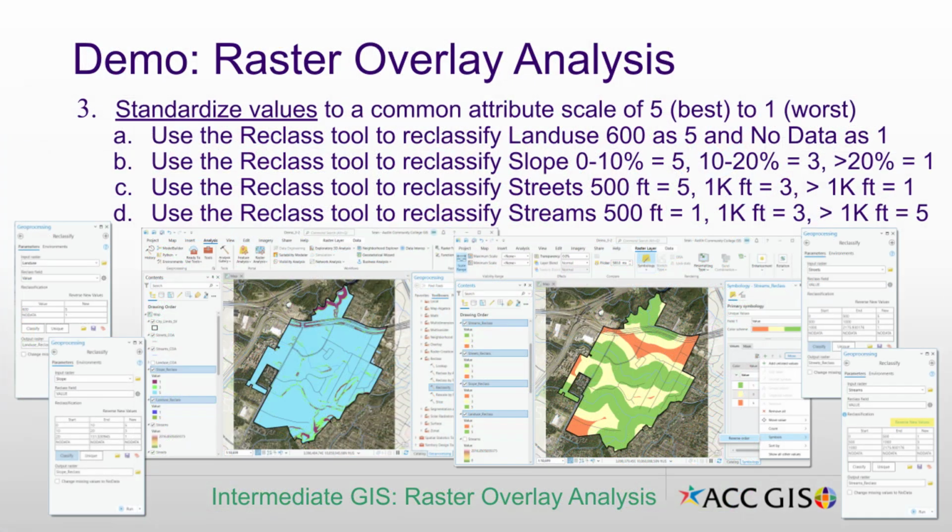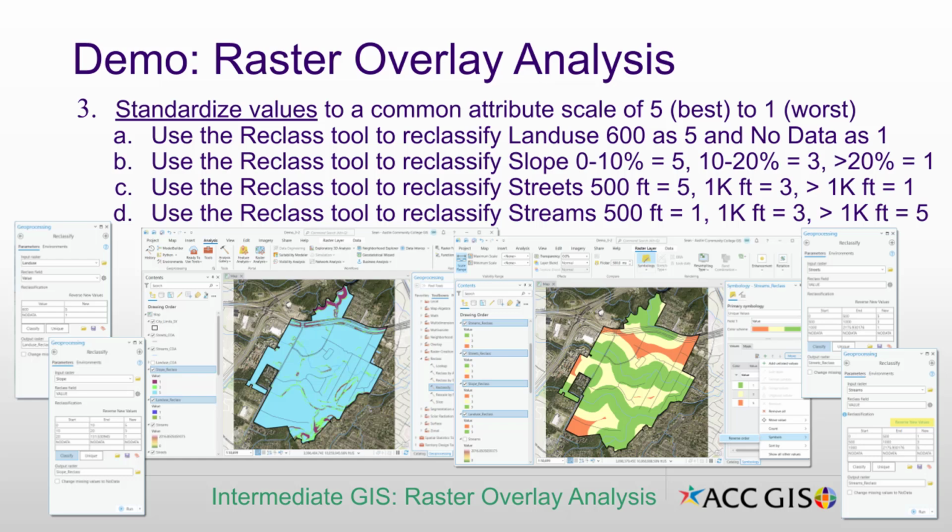Now that we've standardized our geometry, in step 3, we'll standardize our values to a common attribute scale of 5 best or most suitable to 1 worst or least suitable. And we'll use the reclass tool to reclassify our layers, including reclassifying land use 600 features as 5 and everything else, no data, as 1.